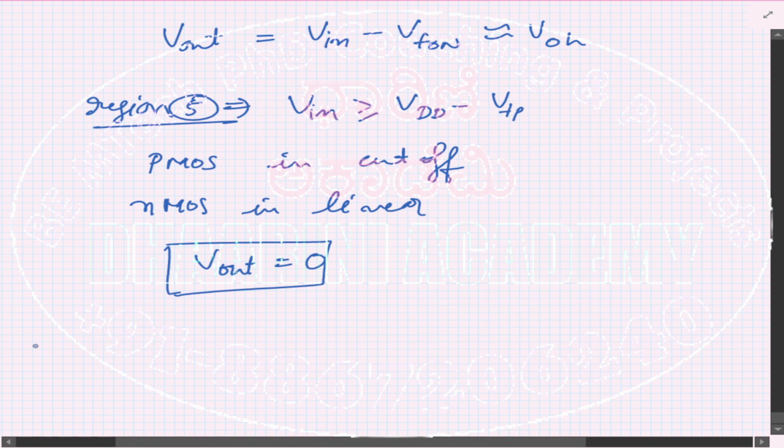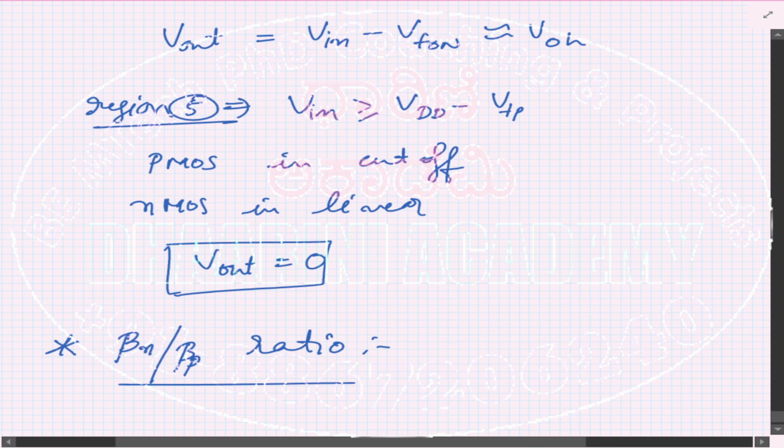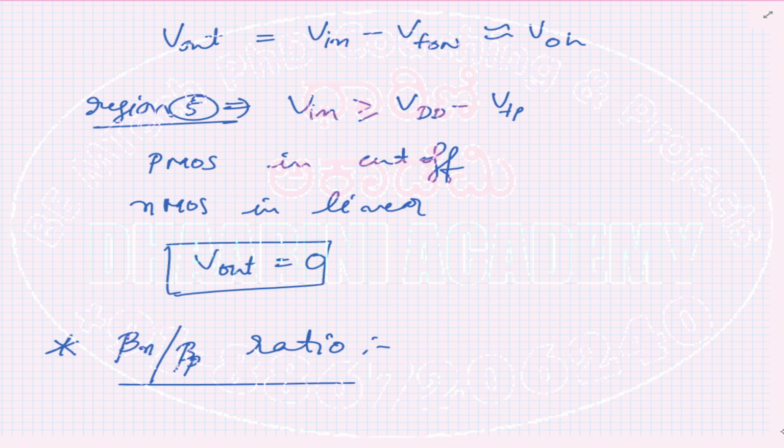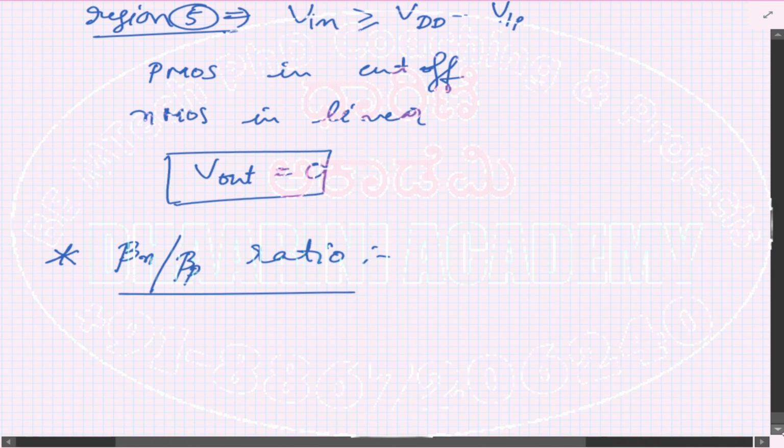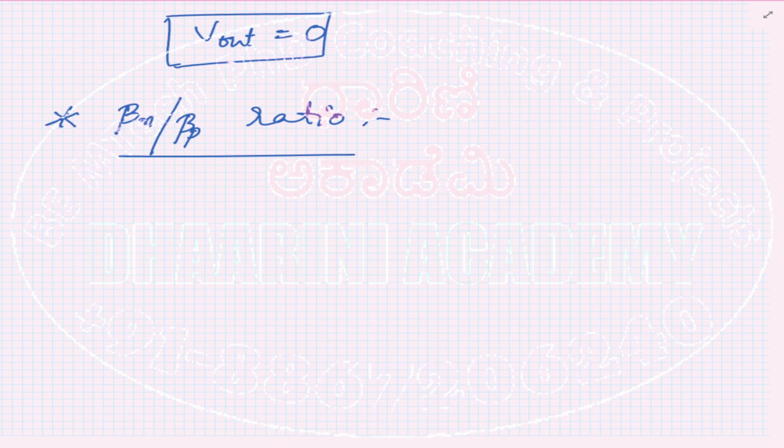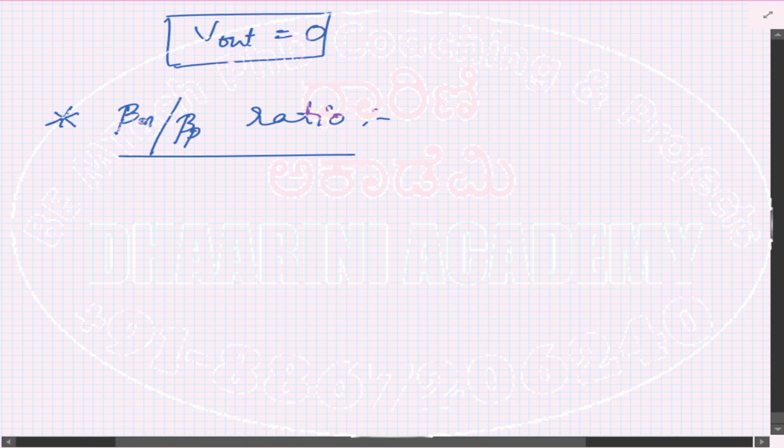So the next topic is the importance of the beta n divided by beta p ratio. What is the importance of this? When we discussed the DC transfer characteristics, we said that they are equal for our assumption. But now this is the effect of the beta n by beta p ratio on the transfer characteristics.